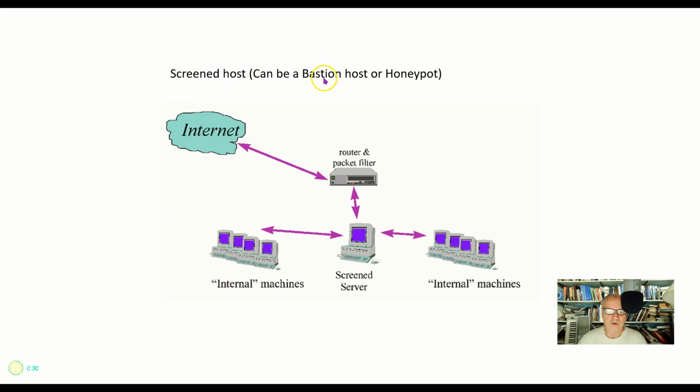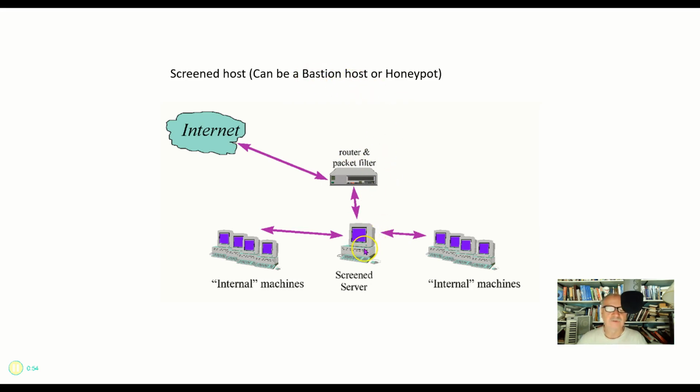Second is the screened host. In this case, I've got this computer here. Here's my internal network, here's a firewall appliance, and here's the internet. But I've got this computer right here that is acting as a screened host, and it can be doing additional filtering, in fact, taking the load maybe off of this. This can even be what we call a bastion host.